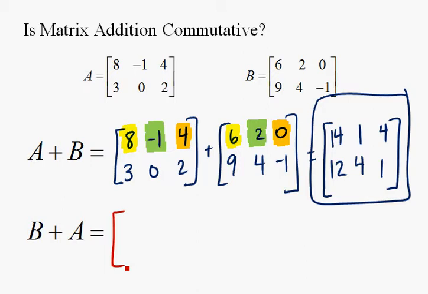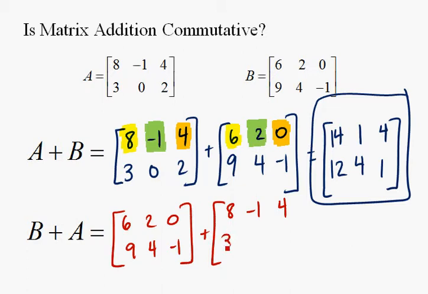So next I'm going to add matrix B plus matrix A. I'm going to do this using the exact same process that we did when we were adding matrix A plus B. I'm going to go to the first row, first column of matrix B, which is 6, plus the first row, first column of matrix A, which is 8. 6 plus 8 is 14. Next, I have first row, second column of B, plus first row, second column of A. 2 plus -1 is 1.